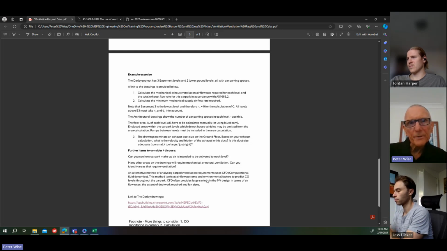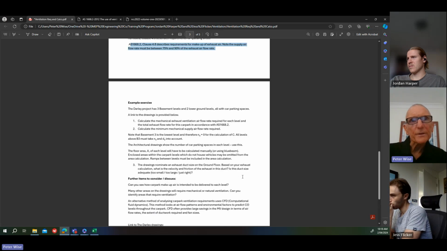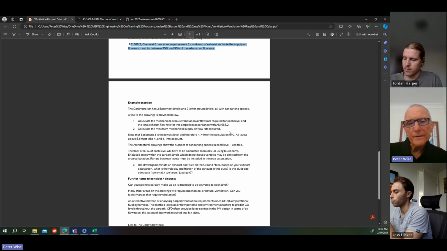Now, I don't know how much spare time you have, and probably not much. But the DALI project, which Philip has suggested and I think he's given this to other guys as an exercise project, has 3 basement levels and 2 lower ground levels. So it's a big one, all with car parking spaces. So part of the analysis is to think about, if they are below ground, then they definitely need mechanical exhaust. If part of the car park area is above ground, then you may be able to use natural ventilation, but I don't believe you can in this case. So those 5 levels will need exhaust and supply.